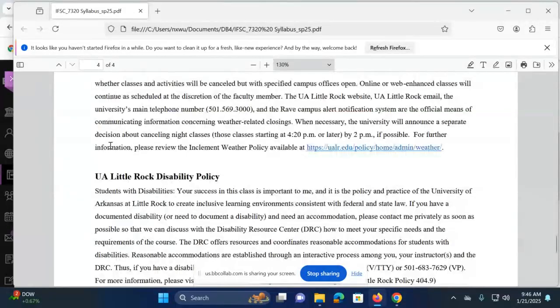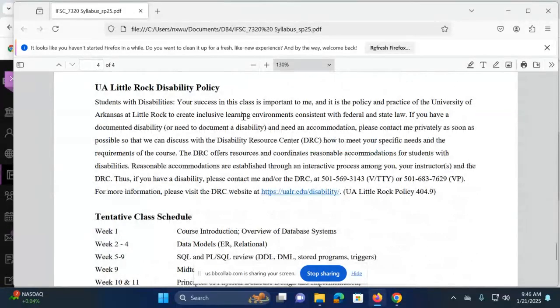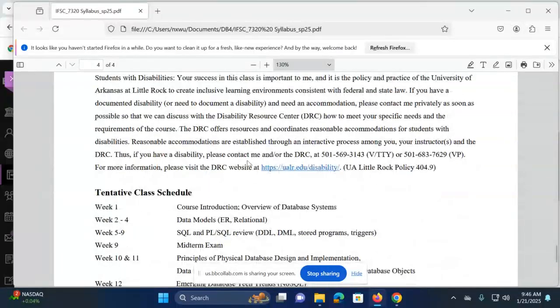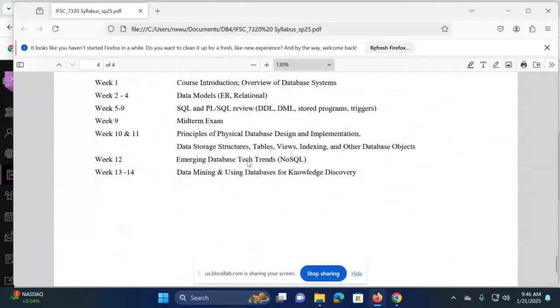And we do have a disability policy, so if you have any special needs for accommodation, you just let me know.